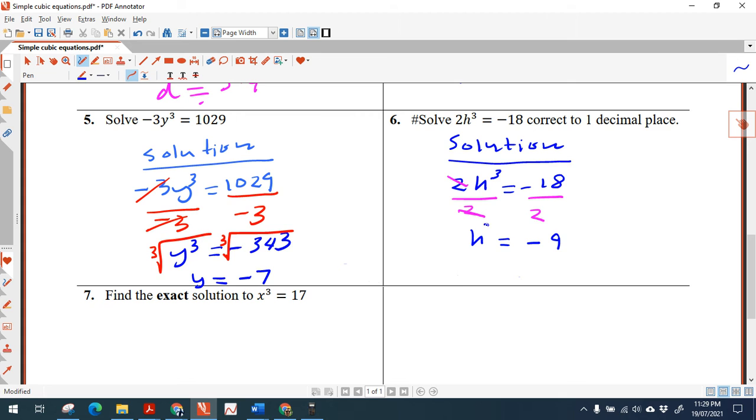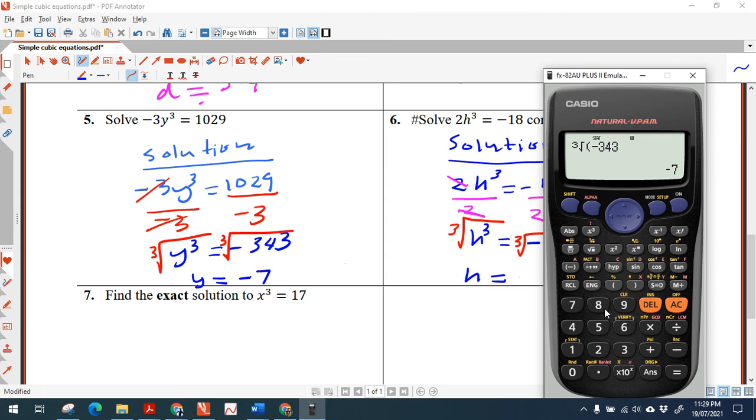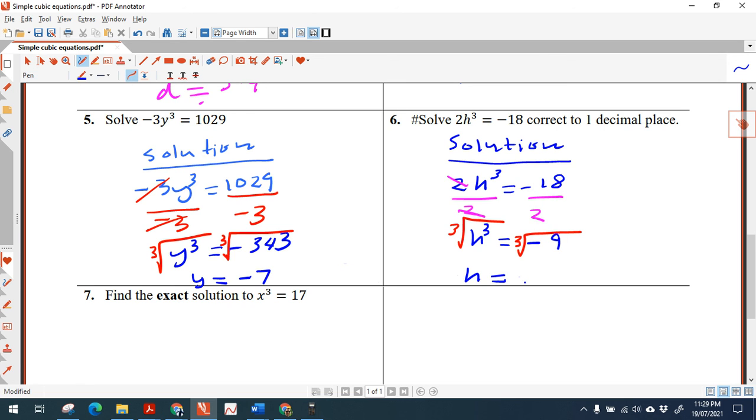Okay, so cube there. Now we're going to cube root both sides. Remember, you're not doing plus or minus, you're just doing the cube root. And then you're going to get your calculator out. H equals, and what do we got? Negative 9. So shift cube root negative 9 equals negative 2.1 to 1 decimal place. Okay, so we're going to write that down. Make sure you put the approximation symbols because you're rounding.